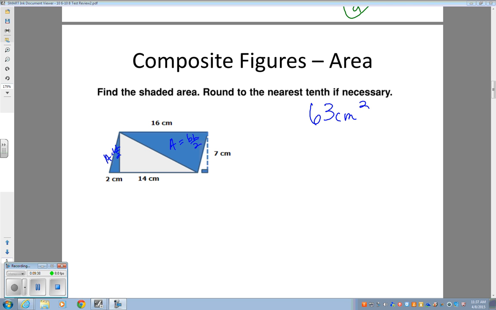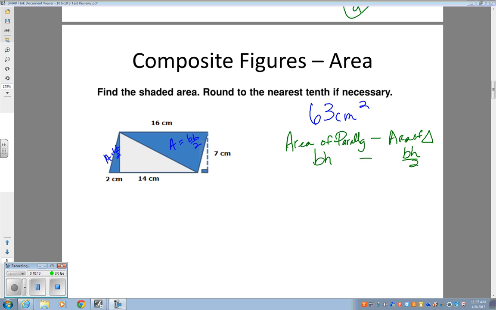Anyone do it a different way? Yep, the area of the parallelogram minus the area of the triangle. Parallelogram is just base times height. Triangle is base times height divided by 2. Either way would work. We had some people slide this over and create a trapezoid and then find the area of that. That's too much. I mean, that's what I'm saying. There are different ways to get to that answer, but you have to be able to think and problem solve.